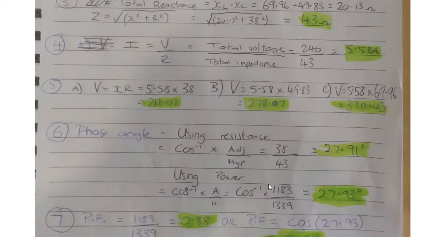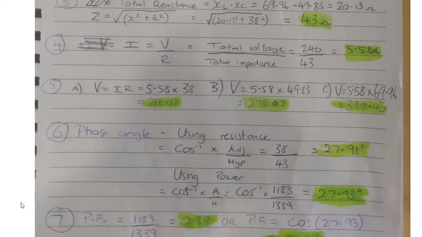If you have a look at that triangle, you'll see that this is the horizontal component, that is my hypotenuse, so the ratio should be exactly the same. 38 over 43 should be the same as 1183 over 1339, and therefore if I substitute these values into the same formula, I should get the same result. And I do. The inverse cos of 1183 over 1339 is 27.93. Very small difference there, that's just rounding because I've rounded those numbers, but I've got the same angle, so you can see that the triangles are the same, and therefore the angles will be the same. Even though the values are different, the triangles will look the same.